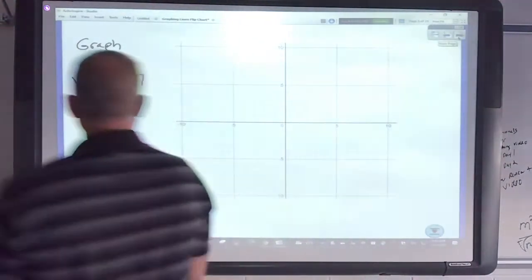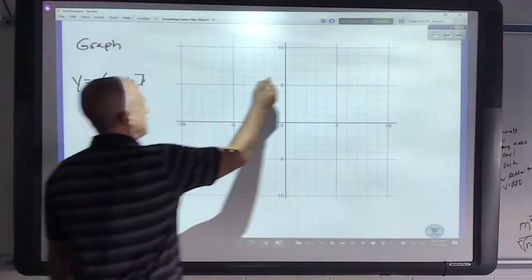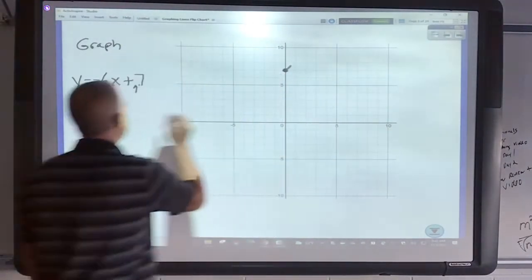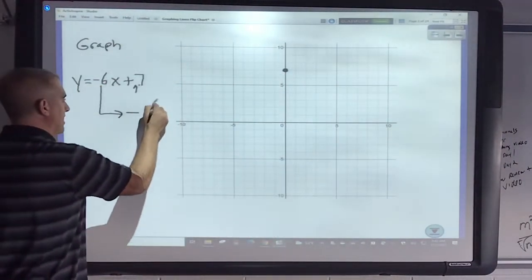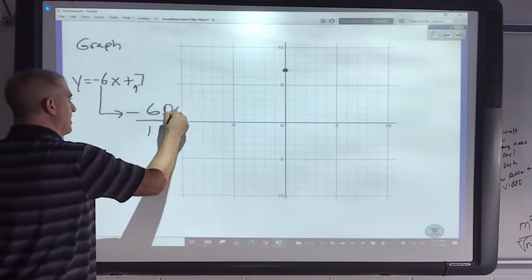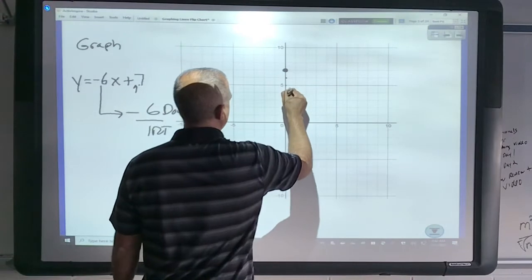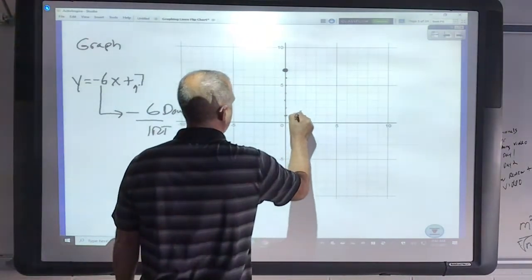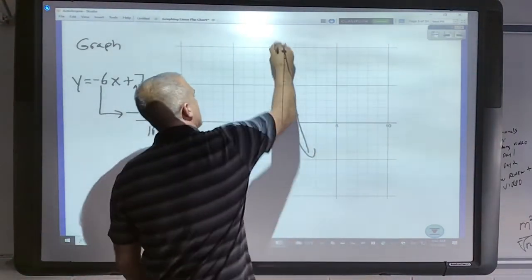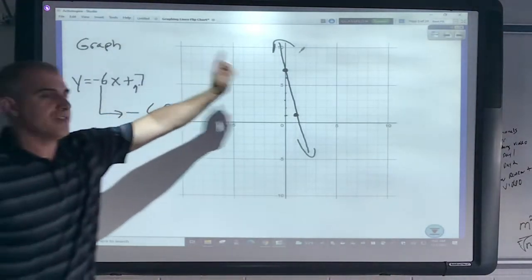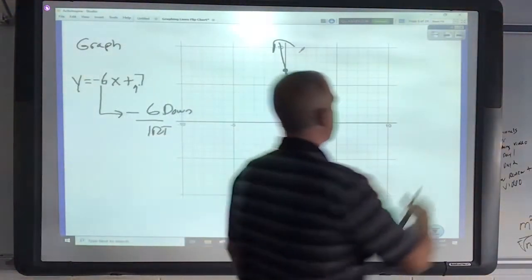Now this one, I've got my y-intercept of 7. Boom, 7. Now what would this be as a fraction? -6 over 1. What does that mean? 6 down, 1 right. 1, 2, 3, 4, 5, 6, 1 right. Connect the dots. Most important thing, that's negative, that's negative. We're in good shape.